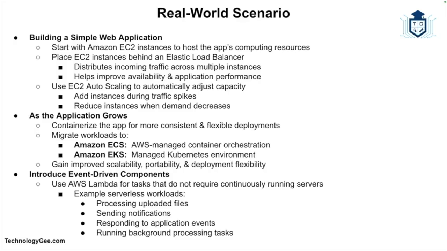Now, as your application grows, you might containerize it and move to ECS or EKS for better scalability and deployment flexibility. Now, if parts of your application can be event driven, like processing uploads or sending notifications, then you might use Lambda for those components. And over time, you might even adopt a fully serverless architecture. And this layered approach is very common in modern cloud environments, and understanding how these services work together, this is what separates someone who just memorizes definitions from someone who truly understands AWS.